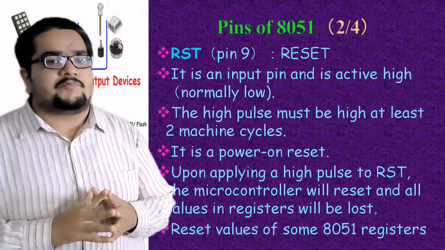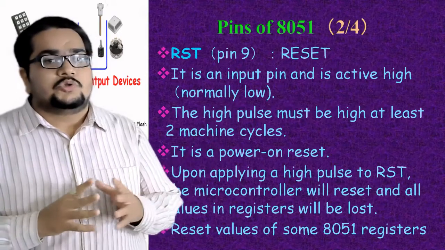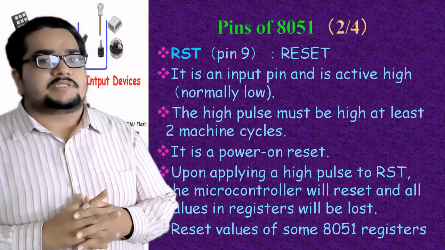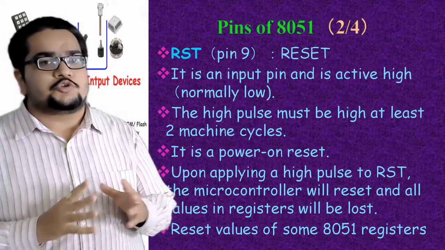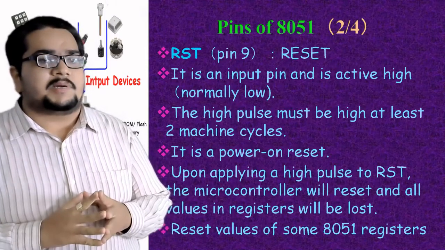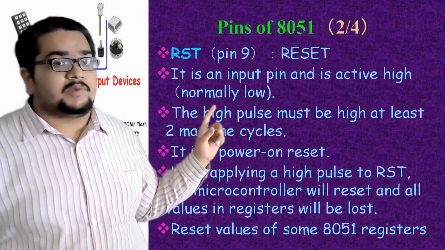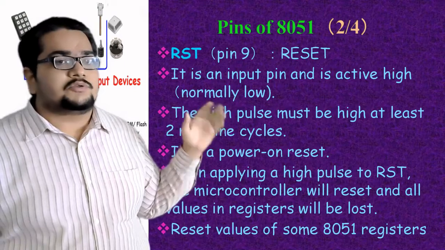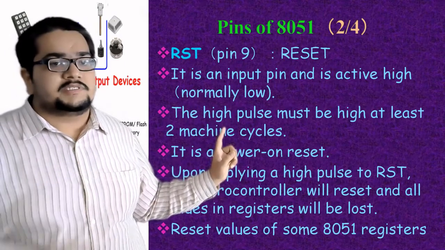In our second group of pins, we'll be talking about the reset pin, pin number 9. So what exactly happens on reset? It is an input pin. Obviously, to make the 8051 reset, there should be an input pin which will reset that particular device. Okay, and it's active high. Normally, it will be low. Whenever you want to reset, you have to give a high signal there, and that high signal should be given at least for 2 machine cycles.